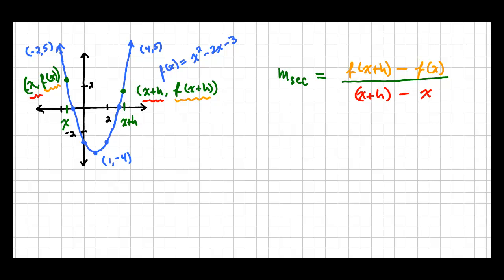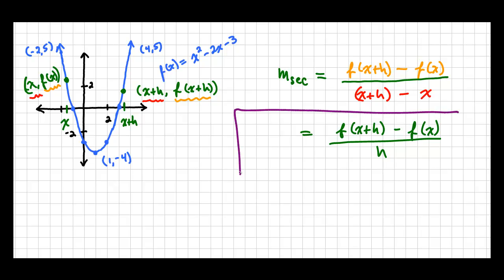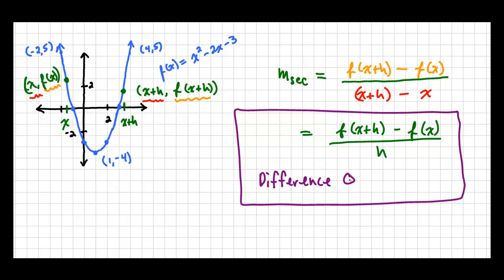Now you can simplify that a little bit. The numerator is just going to be f of x plus h minus f of x, all over, and what happens here? You get x plus h minus x, and you end up with just h. This is the difference quotient. So the difference quotient is a generalized form of the slope of the secant line. And the reason that's important is because it tells us what the average rate of change is.